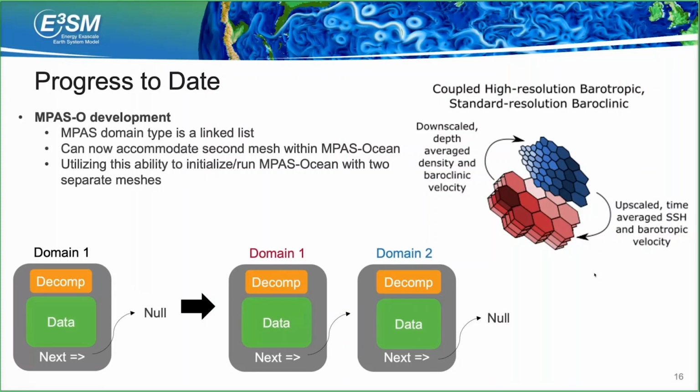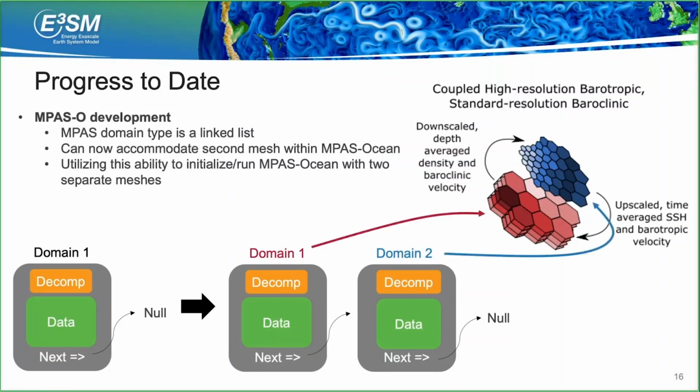And so we're able to allocate another domain and link it, and it makes it convenient to carry this around the code in a pretty non-invasive way. This allows us to support two totally different decompositions and variable arrays for different meshes in a unified way. We're able to initialize the model with this setup, looping over the domains. There are some subtleties in terms of how, for example, MPI is initiated. But for the most part, this is proving to be a pretty effective and non-intrusive way to support two meshes within MPAS.